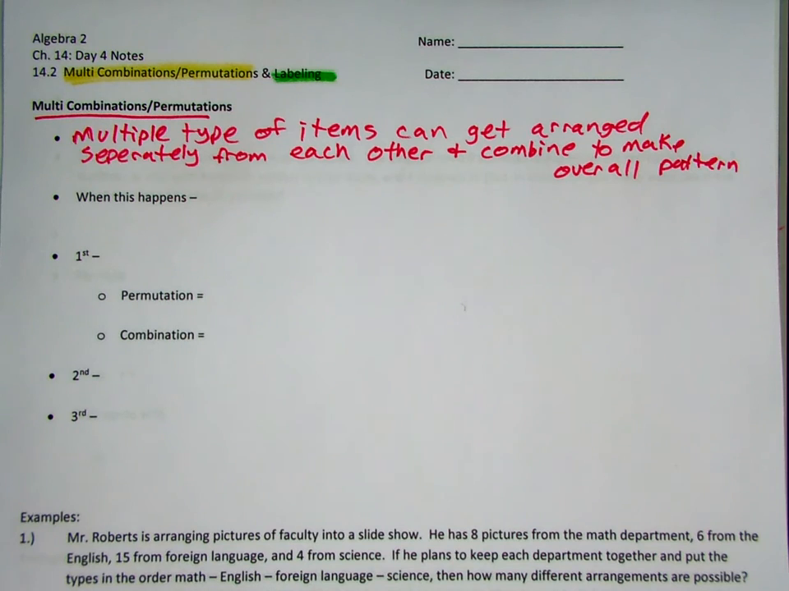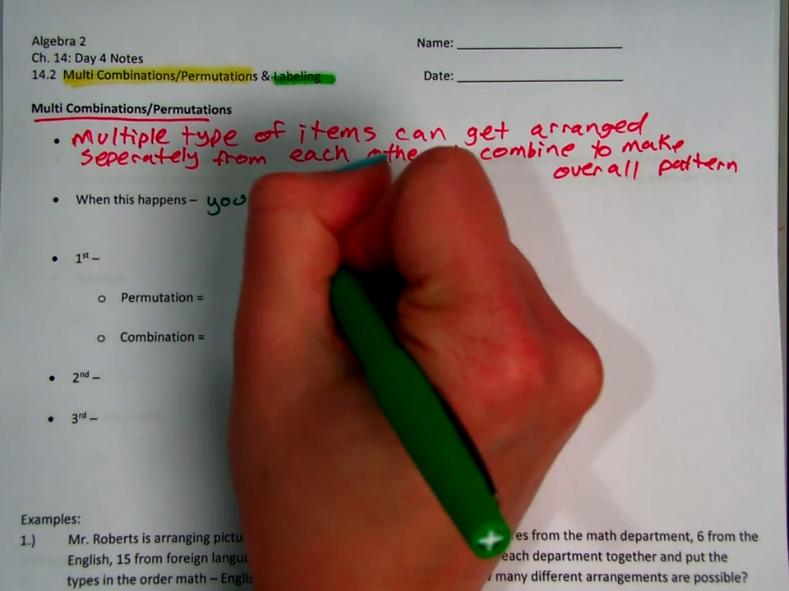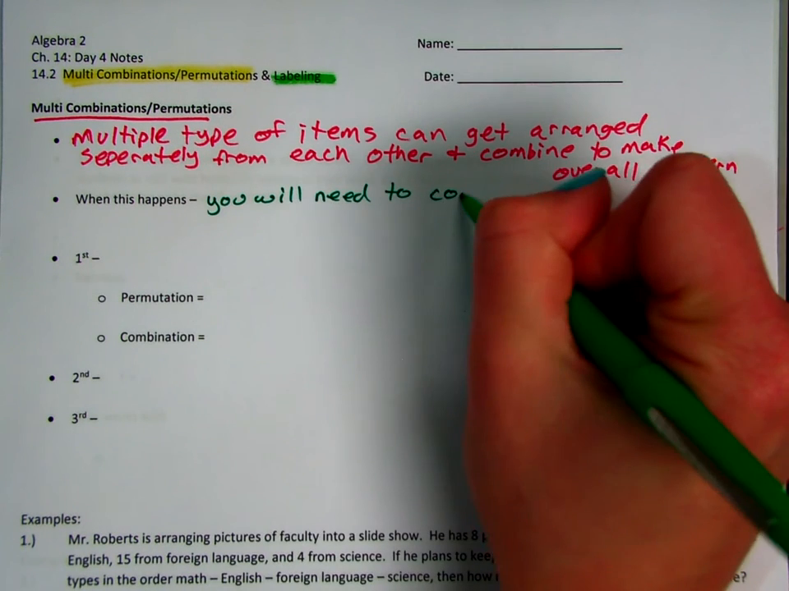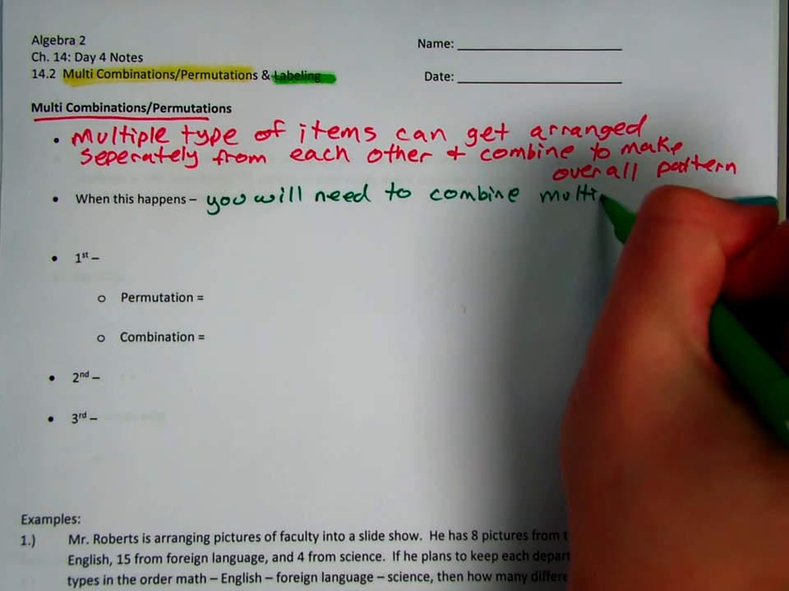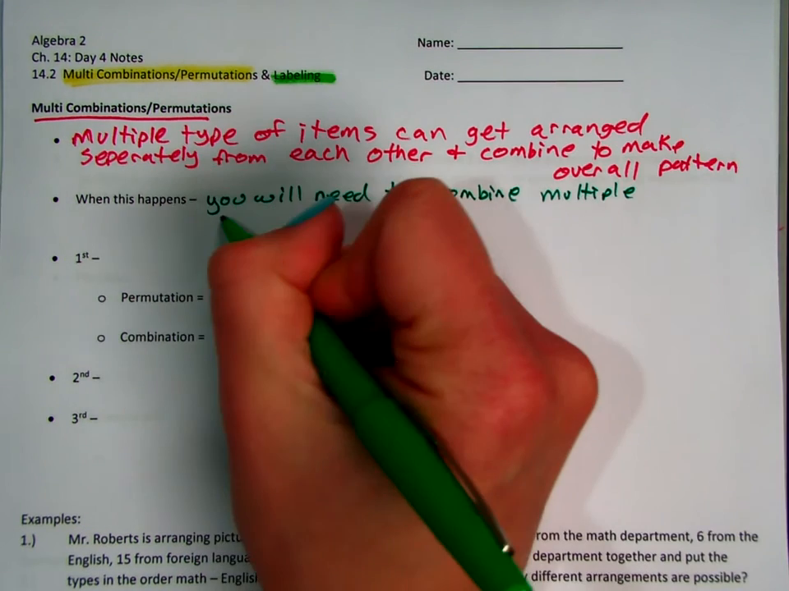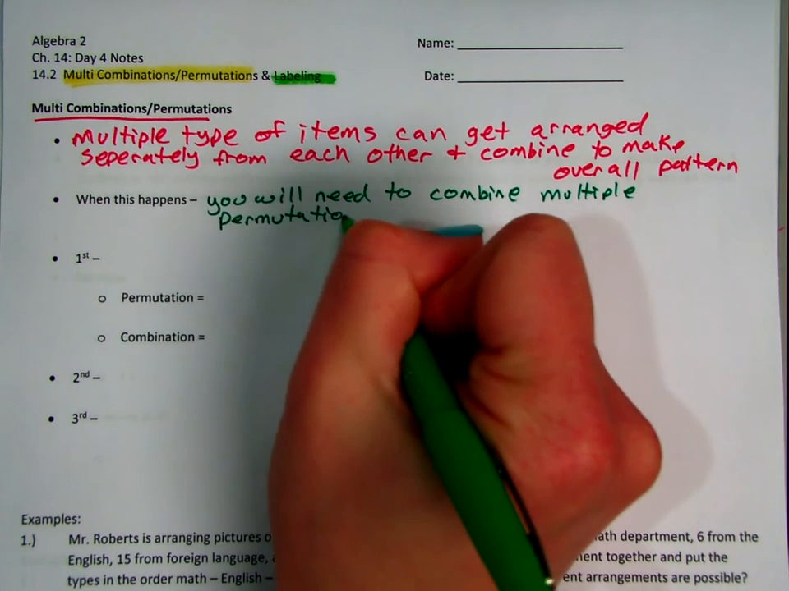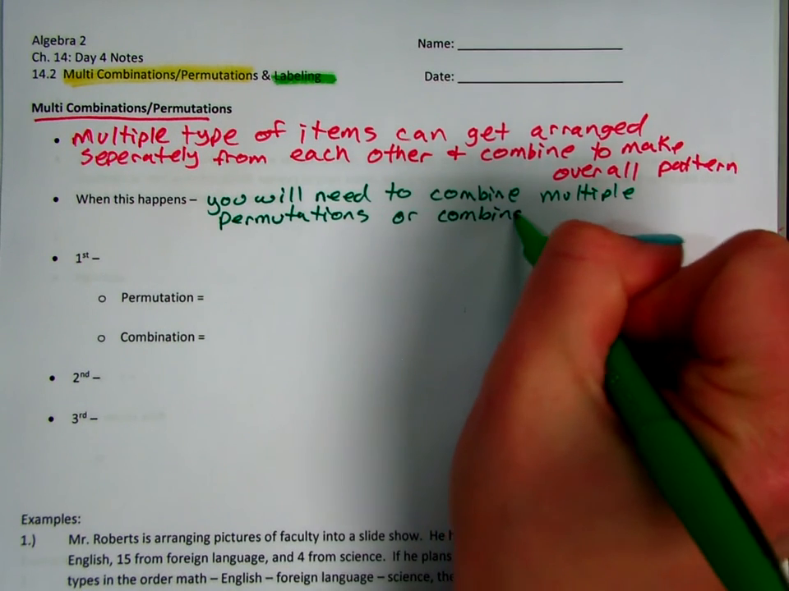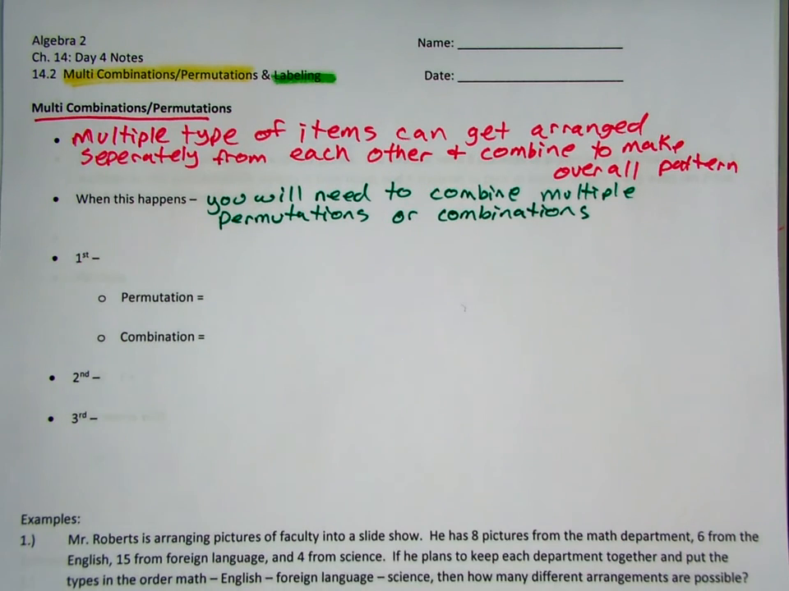When this happens, you will need to combine multiple permutations or combinations. In order to do that, we really have some basic steps to think through.